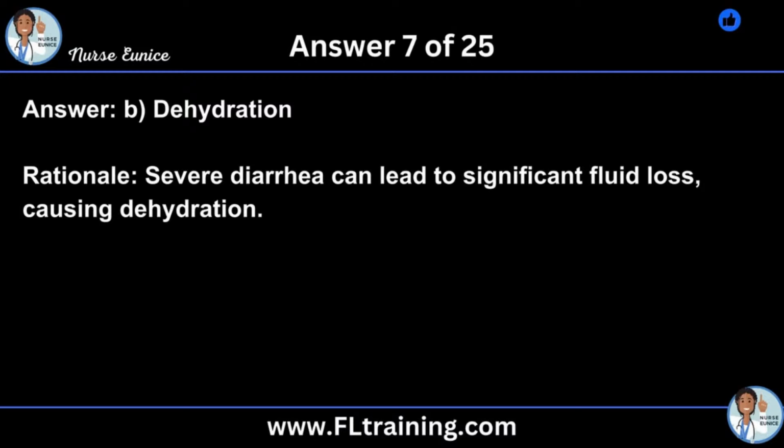So everybody, it is B, dehydration. So severe diarrhea can lead to significant fluid loss causing dehydration. And don't forget, when your elderly patients get dehydrated, they start having other issues like tachycardia. Their heart rate speeds up. They can start getting confused. So we have to make sure we're monitoring their intake and output, and notify the nurse if there are any changes.